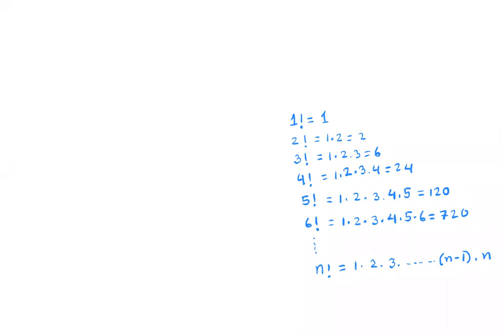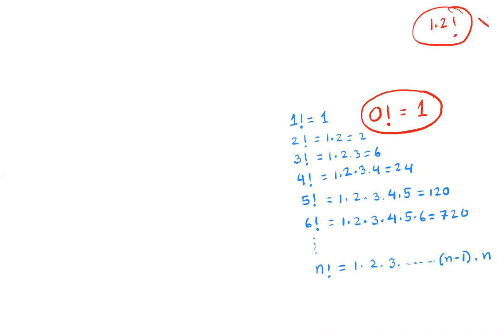There is only one interesting scenario that I want to bring to your attention. I'm going to write it here. 0 factorial, we always define it to be 1. Remember this special value. And factorial is not defined for negative numbers or fractional numbers. You cannot define factorial for 1.2. That doesn't work.